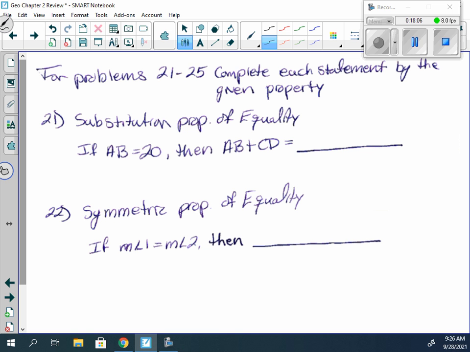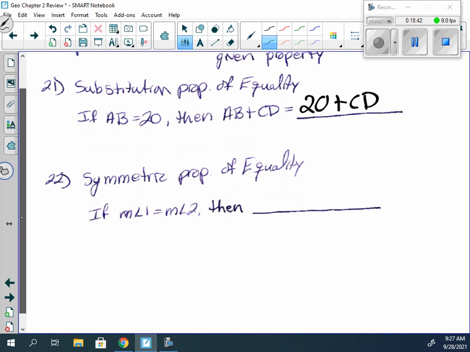Let's look at 21 through 25. Substitution property of equality. If AB equals 20, then AB plus CD is equal to... the substitution property says I can substitute anything in for it, because if I know that AB was equal to DF, well, then we could have said that AB plus CD is equal to DF plus CD, because if I know that they're equal, I can substitute it in.